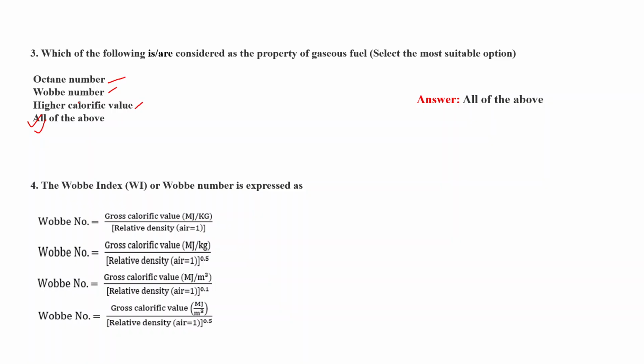Question number 4: the Wobbe index or Wobbe number is expressed as. It is the gross calorific value in megajoule per meter cube upon the relative density of air to the power 0.5. This Wobbe number tells us about the amount of heat released per unit volume of the gas. So if two gaseous fuels show the same Wobbe index, then one can be replaced by the other in a mixture of gases without hampering the quality of the gas mixture or the amount of energy we require from that gaseous fuel.